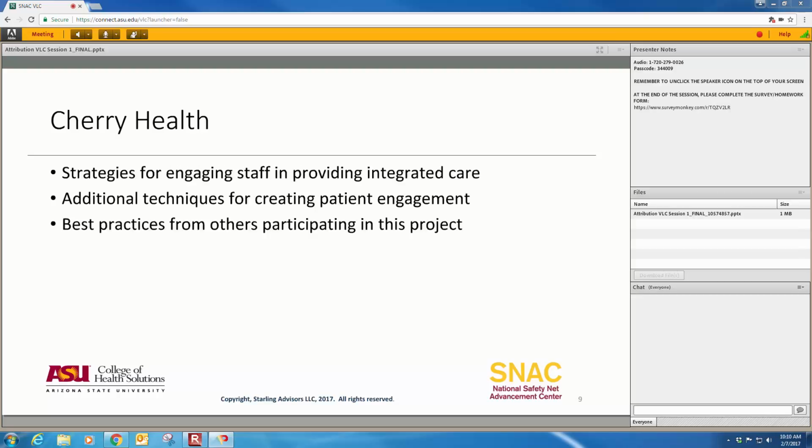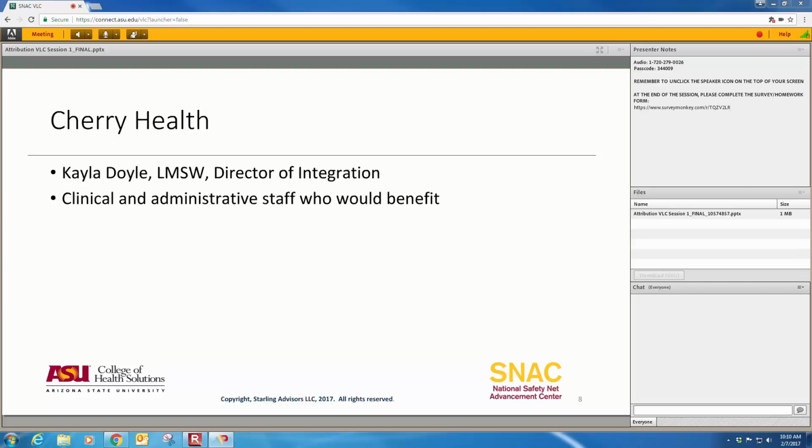Director of Integration basically means that I'm in charge of getting everybody to talk to each other and play nice in the sandbox and take care of our patients' health needs as a whole instead of dividing everybody up into silos. We don't want to talk about medical issues, behavioral health issues. We want to talk about chronic health issues or just health issues in general. Okay, next slide.